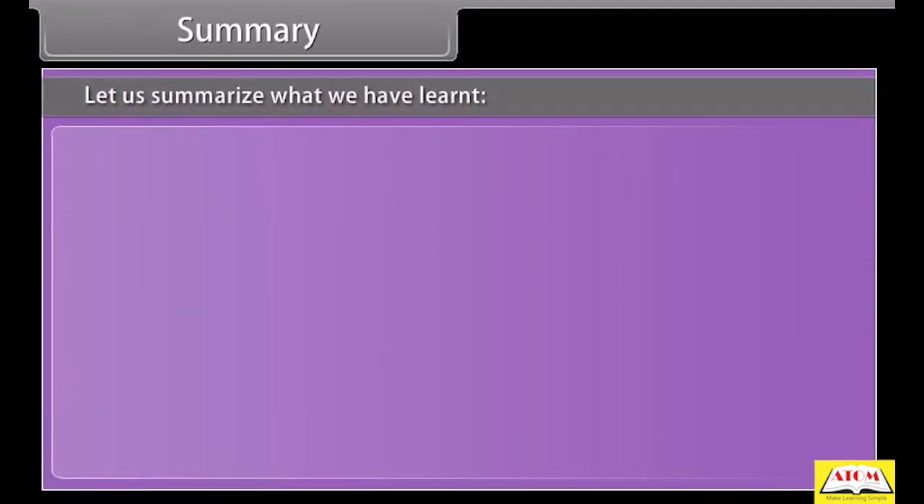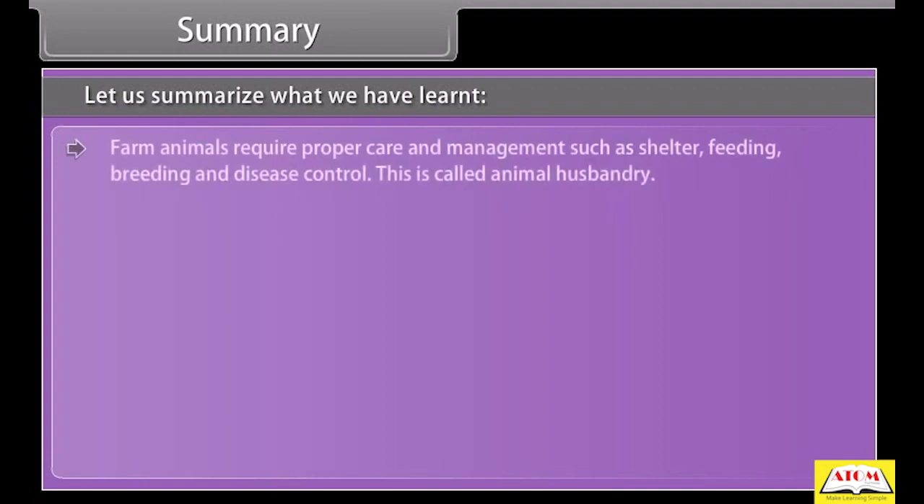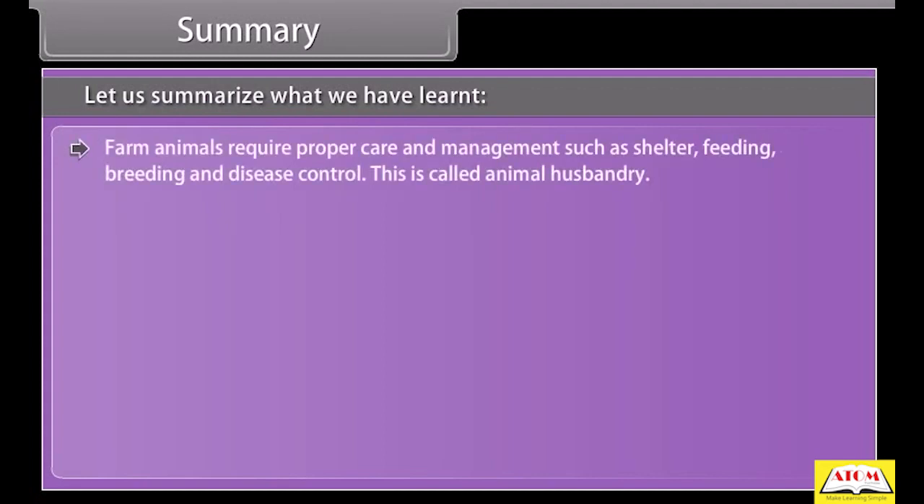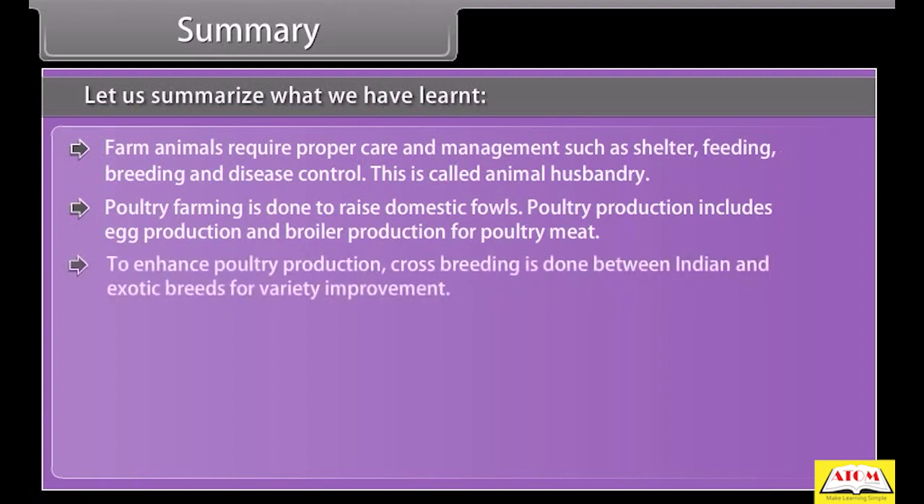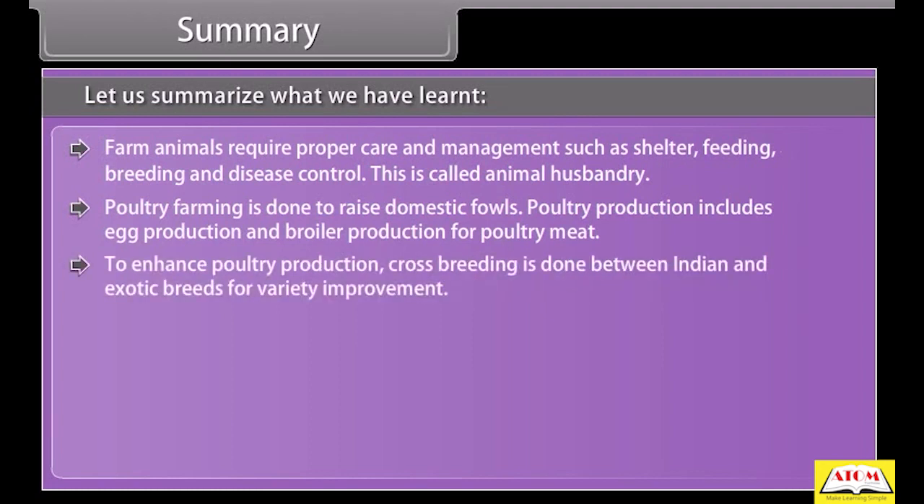Summary. Let us summarize what we have learned. Farm animals require proper care and management such as shelter, feeding, breeding, and disease control. This is called animal husbandry. Poultry farming is done to raise domestic fowls. Poultry production includes egg production and broiler production for poultry meat. To enhance poultry production, crossbreeding is done between Indian and exotic breeds for variety improvement.